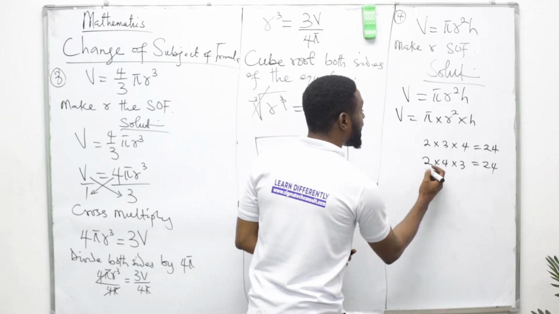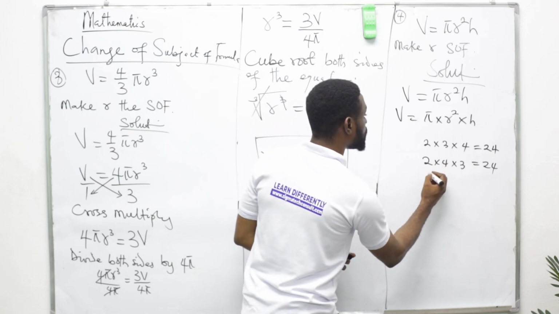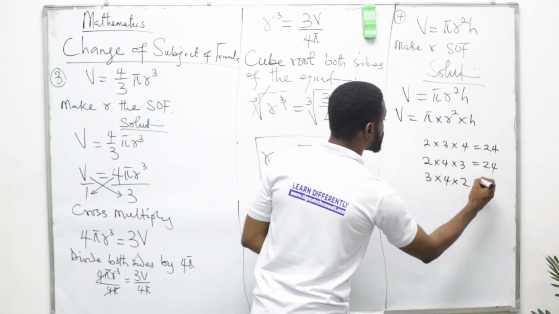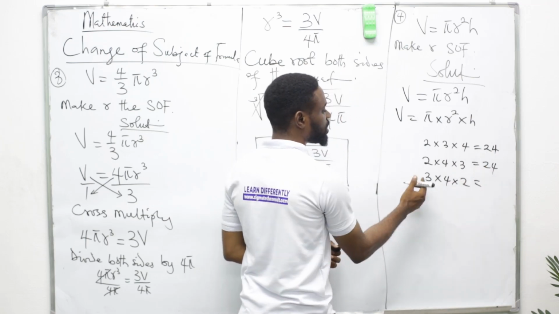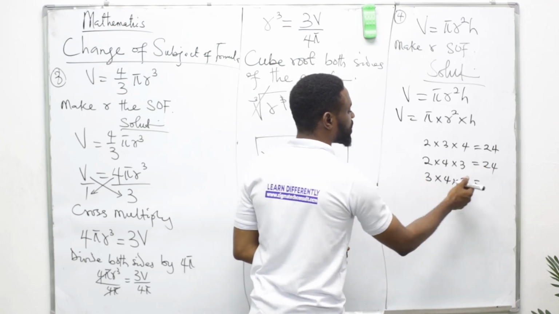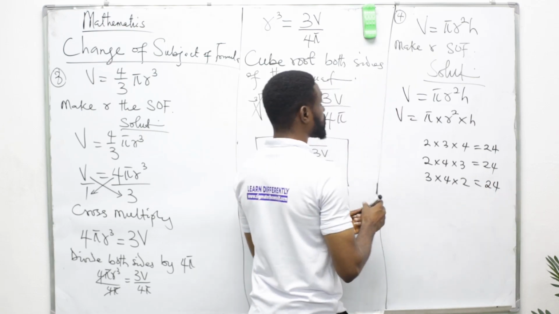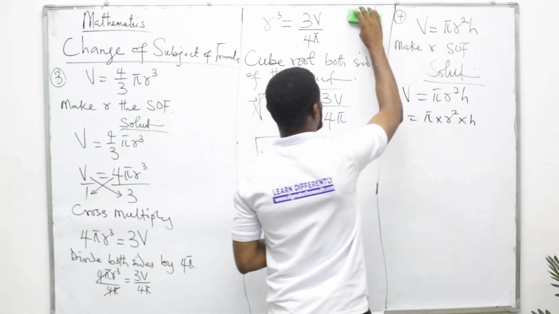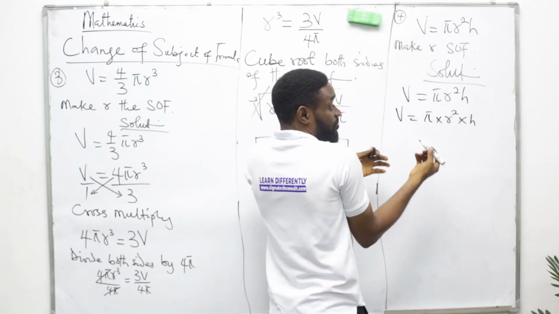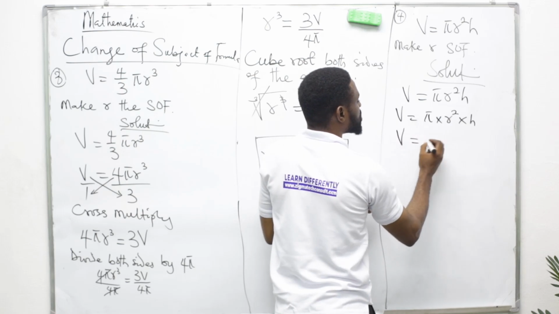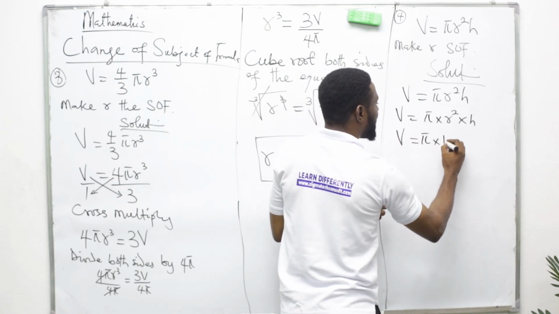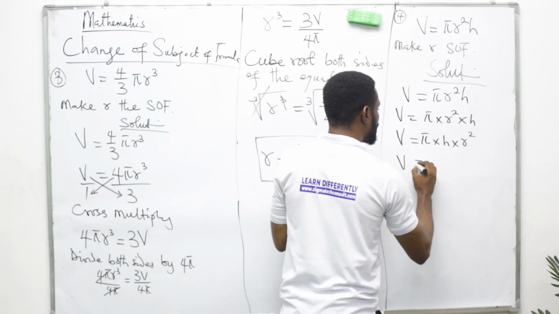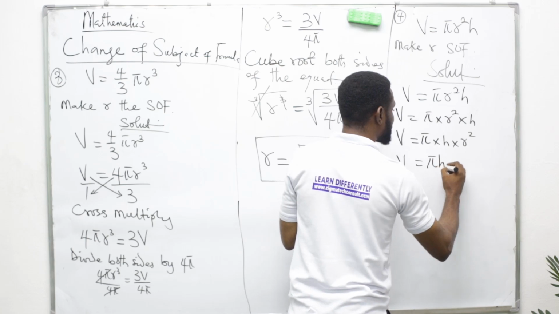We can say, let this 3 be here, and let 4 be here, and let these two go this way. It will also give us 24. 3 times 4 is 12. 12 times 2 is 24. So in multiplication, you can decide to arrange your items in any particular form you want. So for me, this is how I want to arrange mine. This is pi times h times r squared. So this will mean equals pi h r squared.